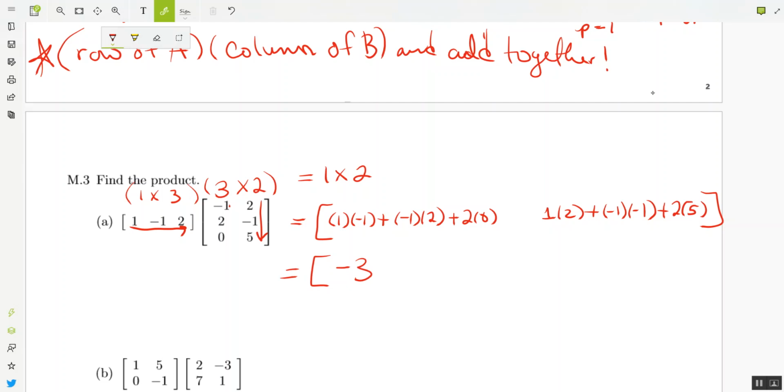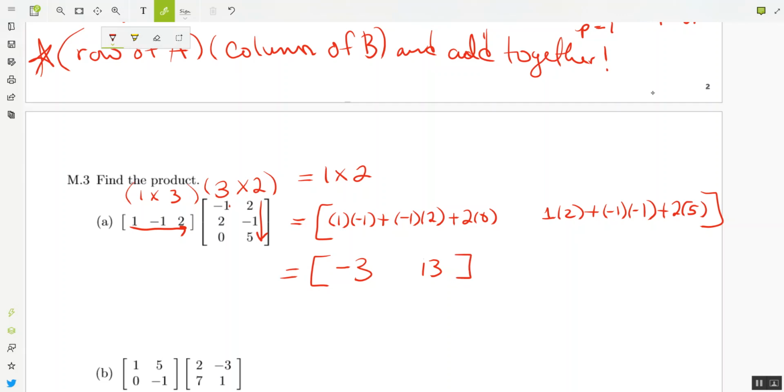And then for my next entry, I'll get a 2 plus a 1 plus a 10. So that better be 13. So there's my matrix. Now, yeah, that's it. I hate how this looks.